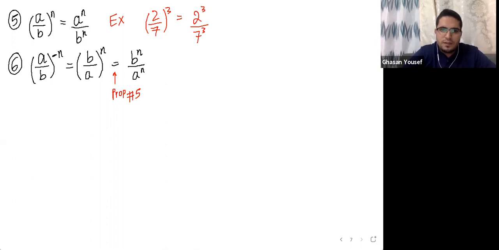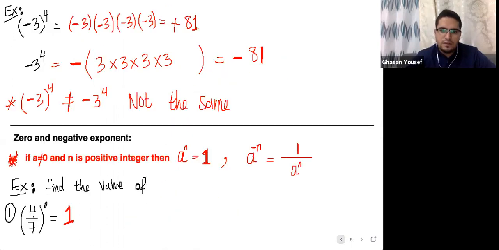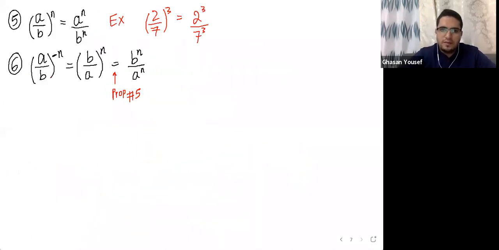This property, we used it before. I think you use it here. This one, the flip, is called the negative exponent. So here we have negative exponents, so we flip everything inside the parentheses. Then we distribute, we use this property, number 5.